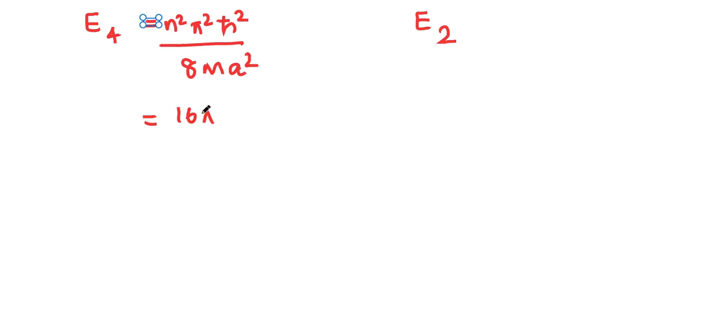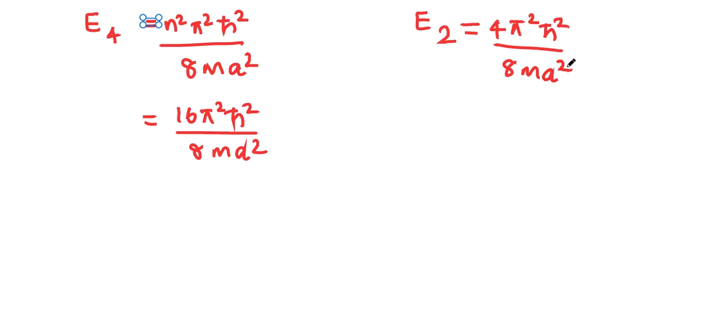So we know that the energy of the nth level is equal to n square pi square h cross square by 8ma square. So here n is equal to 4, so we have 16 pi square h cross square divided by 8ma square. And for n equal to 2, this is equal to 4 because 2 square is 4, so 4 pi square h cross square divided by 8ma square.